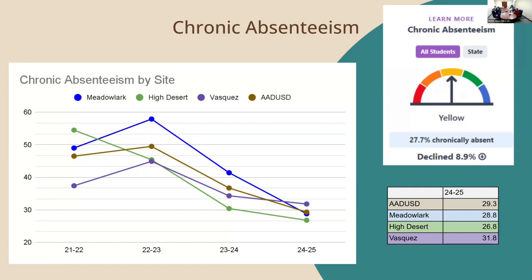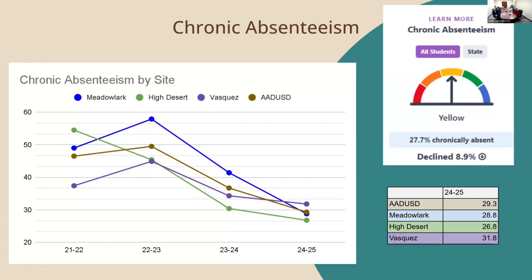Actually, Meadowlark for this last year, so between 24 and 25, Meadowlark actually had the most growth as far as getting more kids back to school. I mean, they also had the highest need. And now Vasquez, which has been historically low, is now, even though it's not a lot, a little bit higher than the other two schools. Or as far as improvement, I shouldn't say that. Meadowlark, I think, is still higher overall.